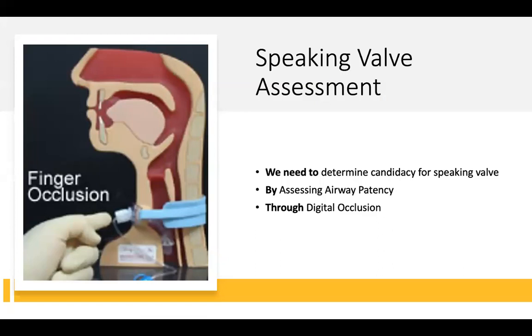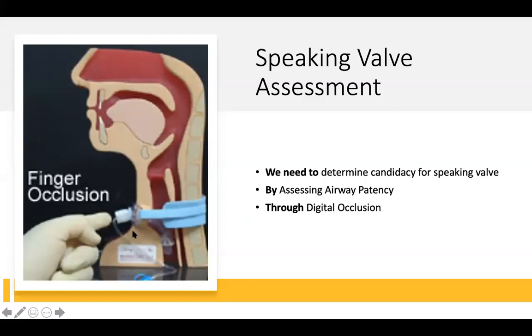So to make sure that the patient is tolerating the speaking valve, we need to make sure that there's enough room for the air to escape freely to the upper airway. We need to make sure that the airway is patent, okay? So how can we know that? How can we know if the size of the trach is not too large? How can we know that there aren't a lot of secretions that are affecting the airway escape to the upper airway? We usually do that through digital occlusion.